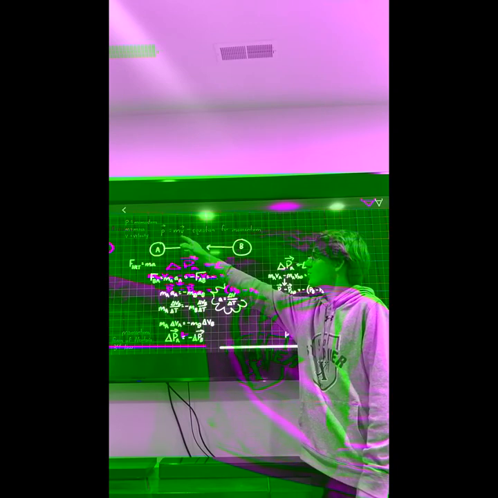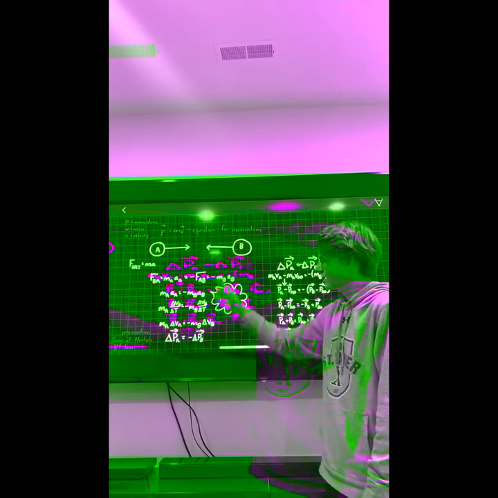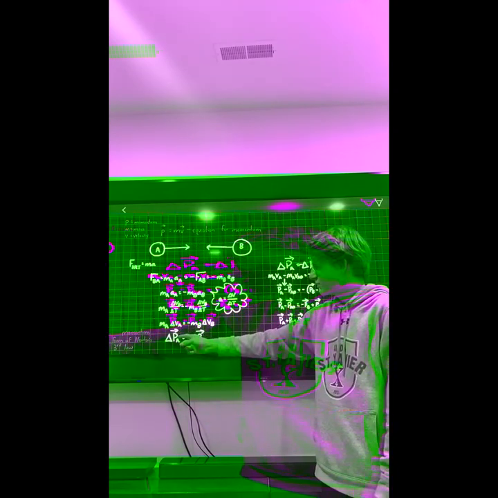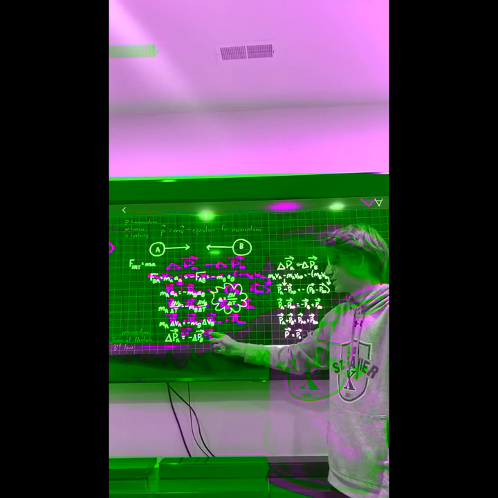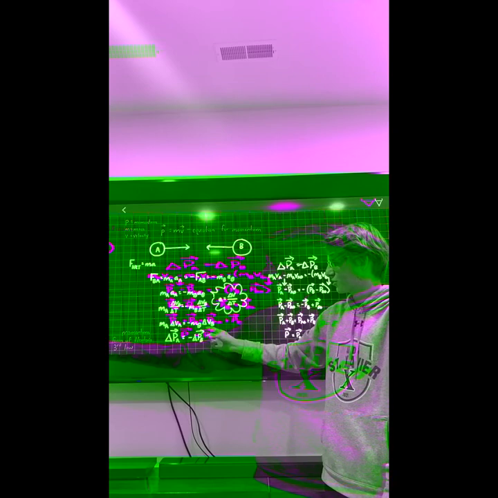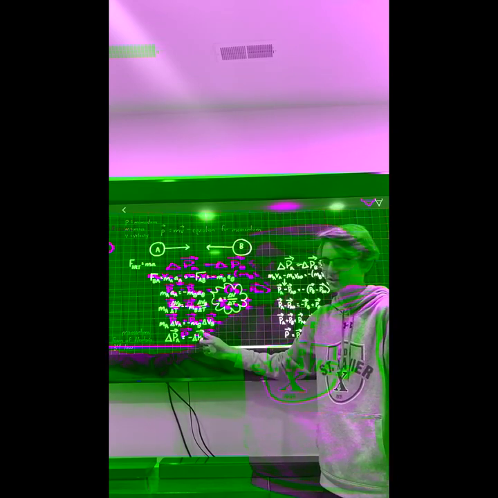And up here, we have the momentum equation, which is P equals M times V. So this gives us the change in momentum of A is equal to the opposite of the change in momentum of B, which is the momentum form of Newton's third law.